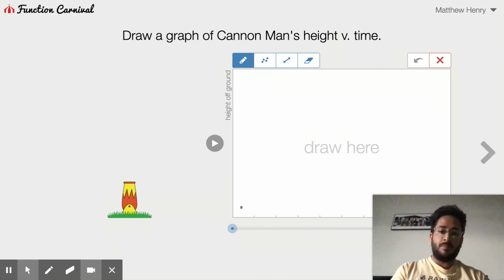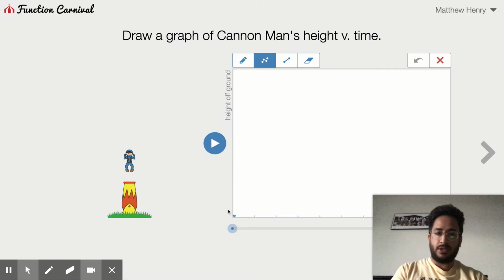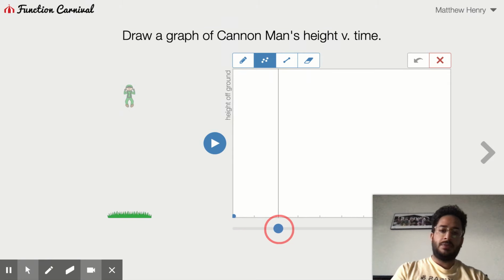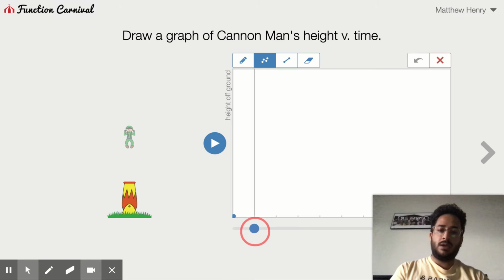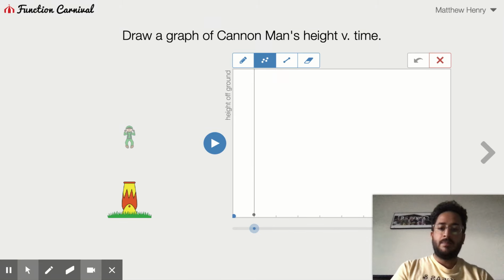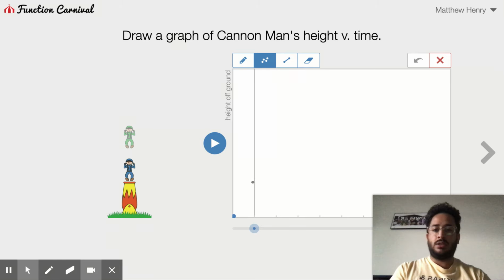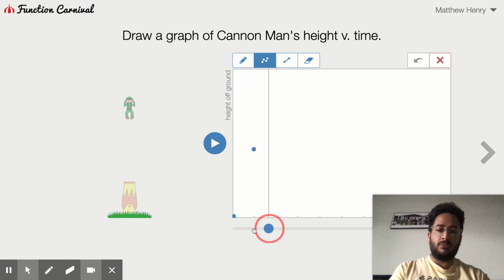And so to start, he starts at the bottom. So I'm going to put that just about here. I'm going to use the dots. Just put a dot there. And then I'm just going to slide. We can slide this, and that will kind of help us make a more accurate graph. So it looks like after, I don't know if these are seconds, but after 1 second, let's say, he is about this high. So I'm just going to go ahead and try and make the rest of the graph pretty quickly here.